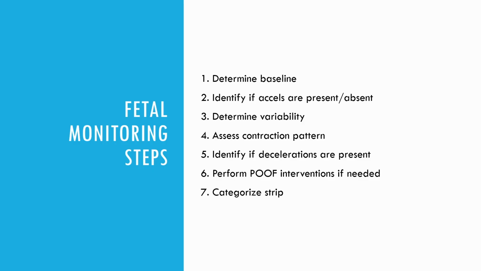All right, so let's start looking at fetal monitoring strips. This one just kind of gives you 7 different steps of what you need to do when you're looking at a strip. So first, we're going to determine the baseline. Everything is determined off of what our baseline is. Then we're going to look for accelerations, variability, contractions, decelerations. Then we're going to do something called POOF interventions and then categorize it. So let's look at each of these in more detail.